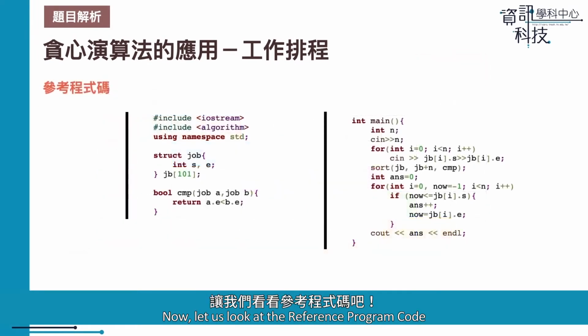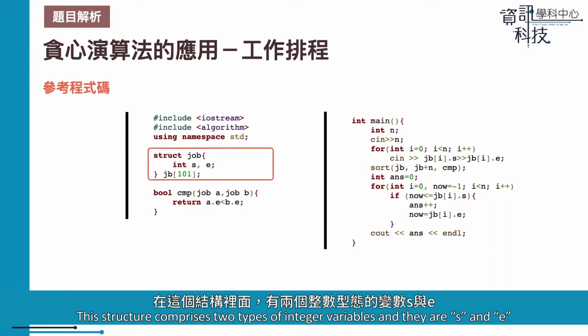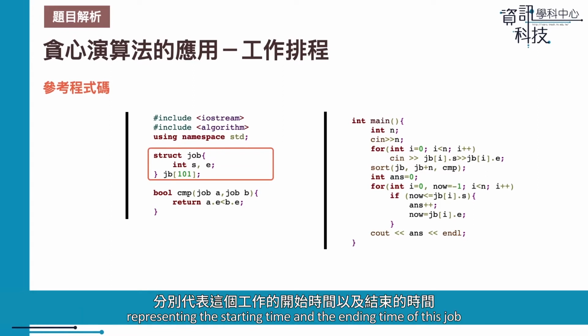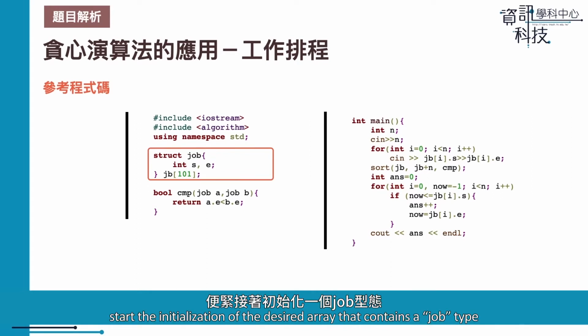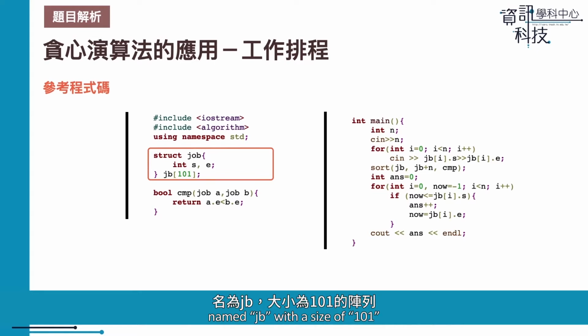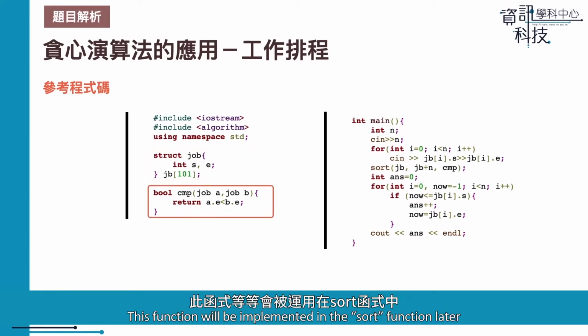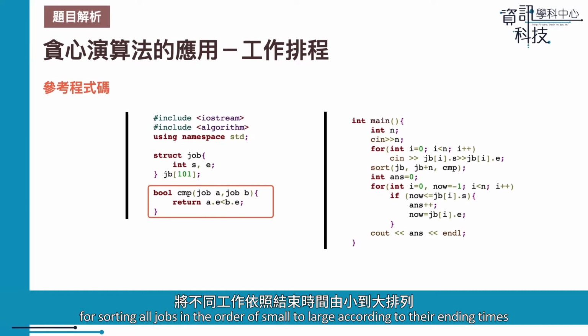Now let us look at the reference program code. First, create a structure named job. This structure comprises 2 integer variables, s and e, representing the starting time and the ending time of this job. After creating the structure, initialize the array that contains the job type, named JB, with a size of 101. Next is the CMP function. This function will be used in the sort function later for sorting all jobs in order from small to large according to their ending times.